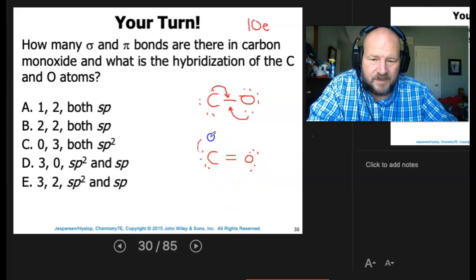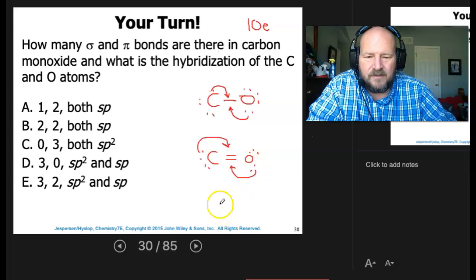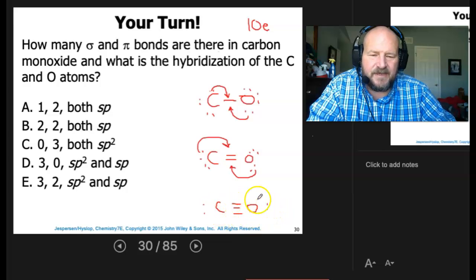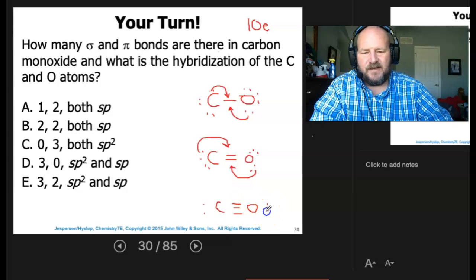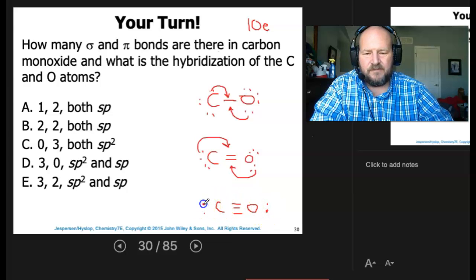So we'll do that one more time. We'll get rid of a pair, get rid of a pair. Now we'll make a triple bond. We'll put a lone pair on the carbon, put a lone pair on the oxygen, and now we have 2, 4, 6, 8, 10. All right, so there's our 10 electrons. So there's our molecule.